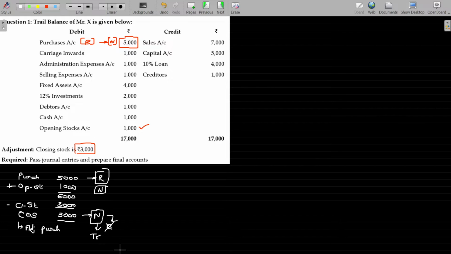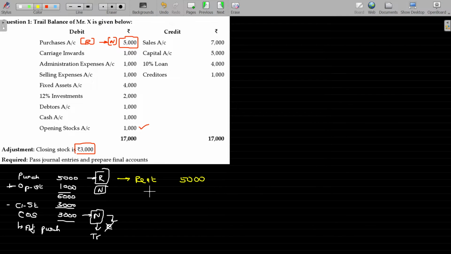Nominal account. This could be equated with what? Rent account. Okay. To have a better understanding, I am going to give it this way. The purchases account is equated with the rent account. I paid 5,000 rupees rent.